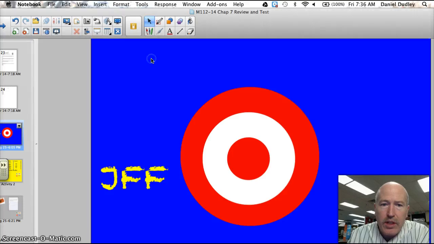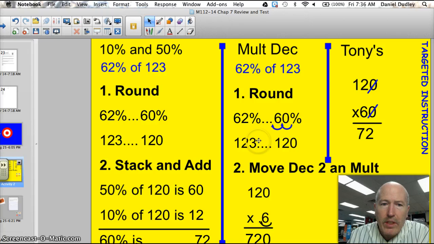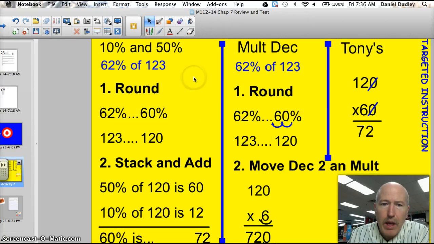No trivia tonight, just get right to it. Tonight's target: I can estimate percentages. Here are three ways you can estimate percentages. First is the way I taught you in class, which is the 10 and 50% method. Let's say we need to find 62% of 123.